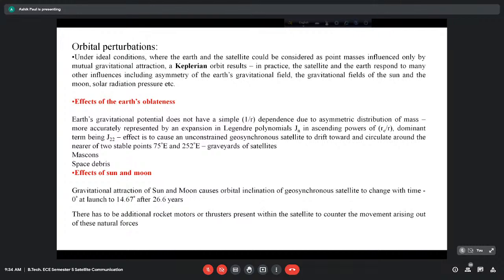And we will learn later on that by virtue of this oblateness of the Earth, there are 4 points which are generated on the geostationary orbit or geosynchronous orbit. Two of them are stable points, and the other two are unstable points.